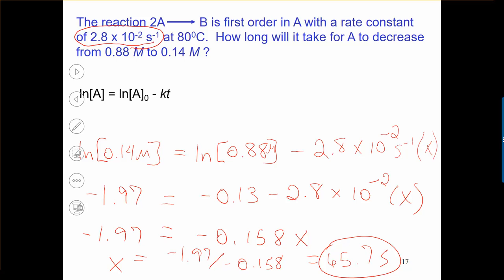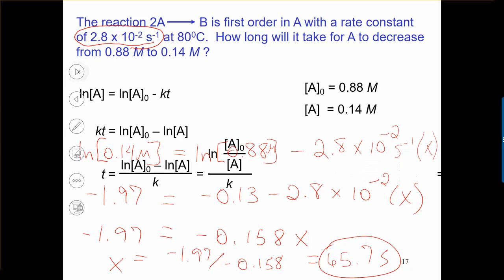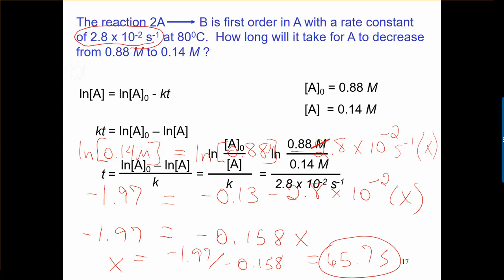What'd you get? 12.46. No, 66 seconds. So that algebra is a little bit wrong. You have to add the 0.13 to the other side first, right? You can't do the negative 0.13 minus the 2.8 times 10 to the negative 2 first, because that one has the x on it. You're right. You have to add the 0.13 first. You take this to this side, 1.97 plus 0.13, and then you divide by 2.8 times 10 to the negative 2. Sorry about that, guys. Gosh, you guys just let me get away with everything.